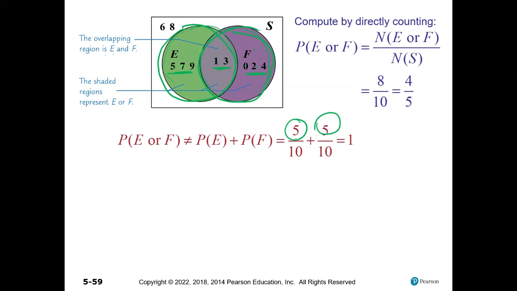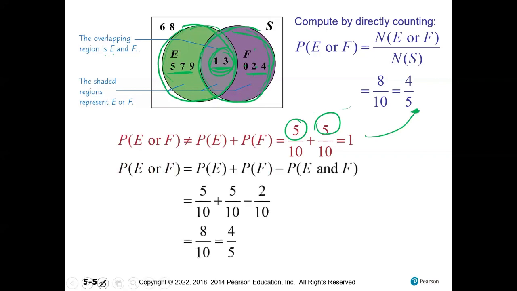I cannot just add the probability of E and F because this does not give me the same answer as I got up here. This is because of this overlap here. I have counted the values of 1 and 3 twice. So in order to calculate a general addition rule, you are going to take the first probability plus the second probability and then subtract the overlap.